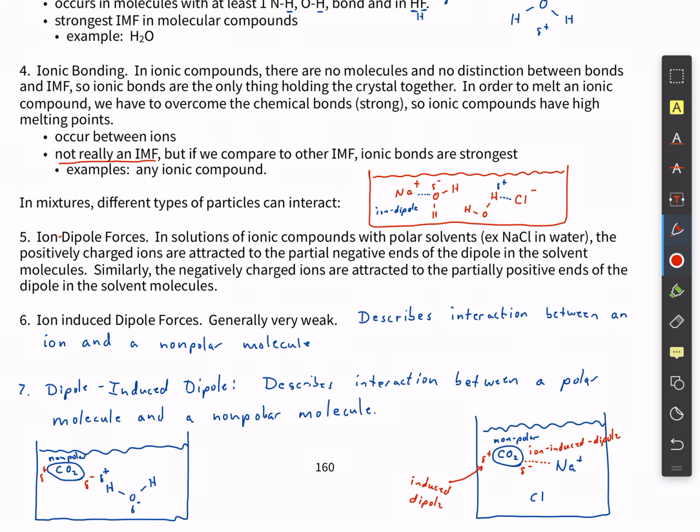The next segment of the video will go over the problems on the next page. Try to think about the different types of intermolecular forces and see if you can apply them to each of the different situations.